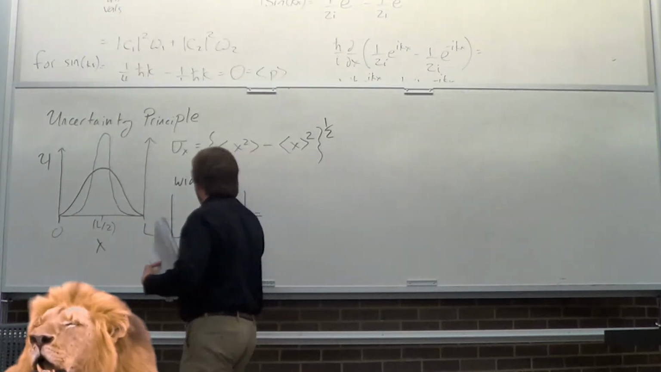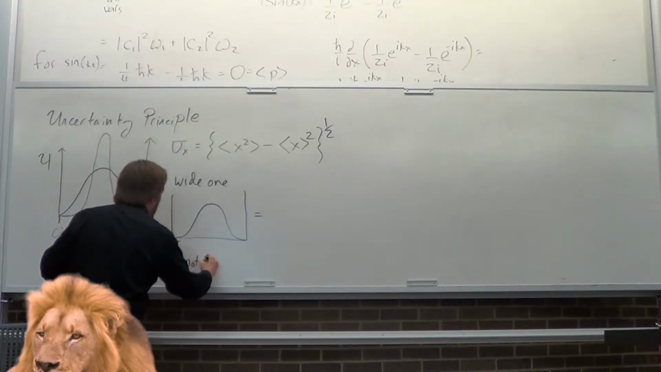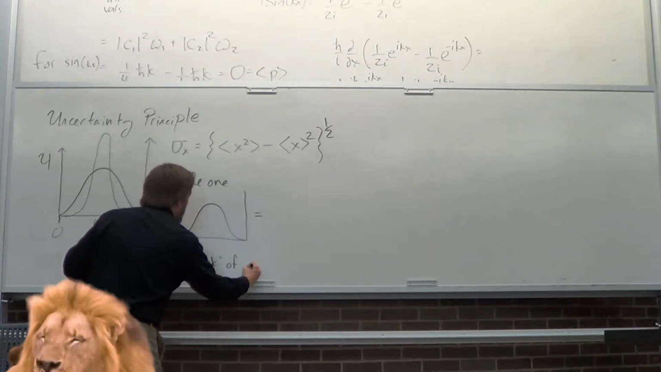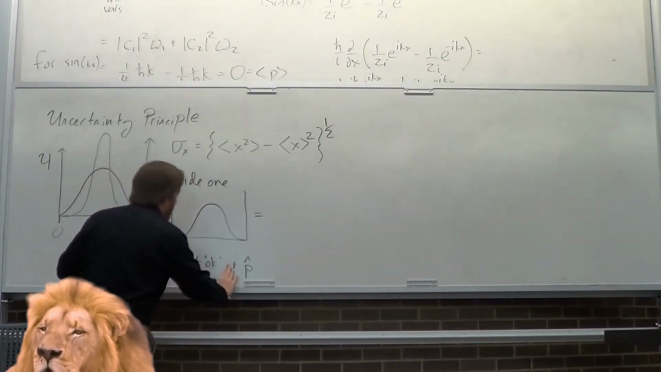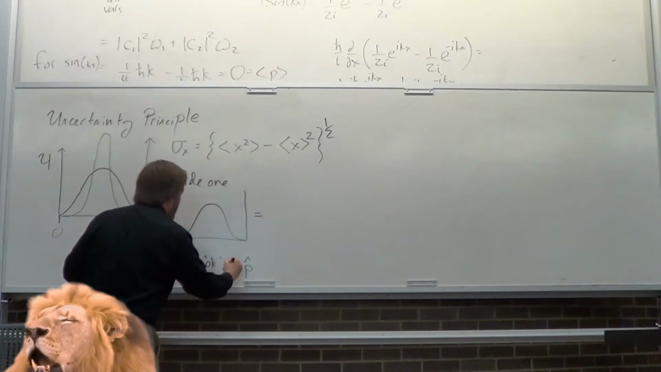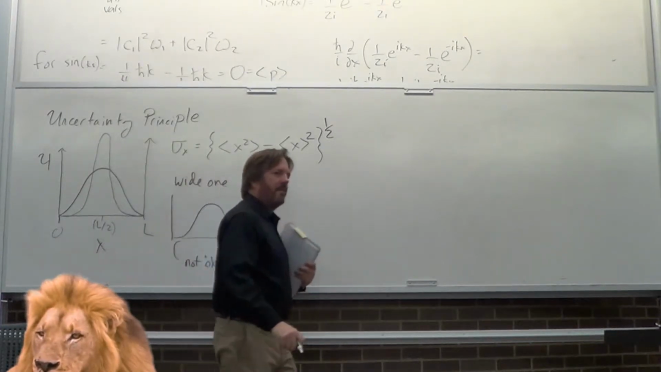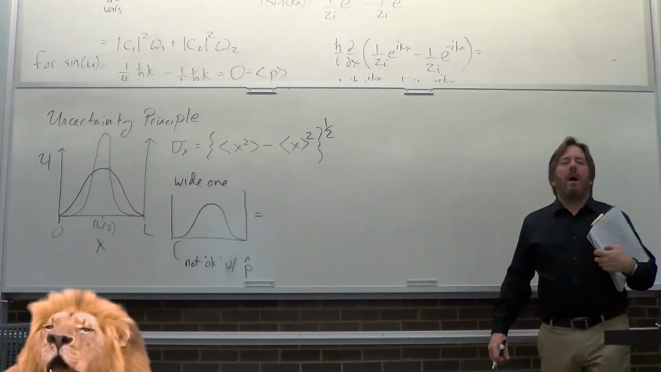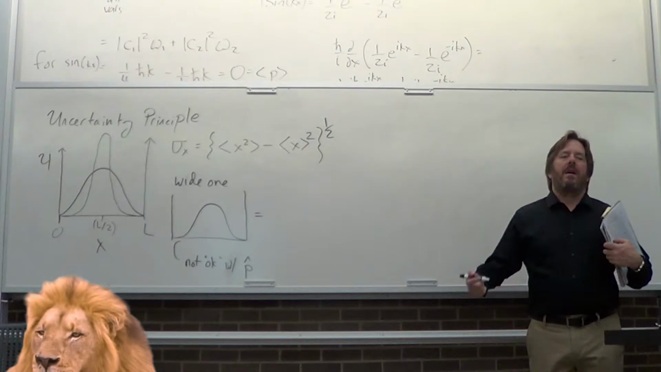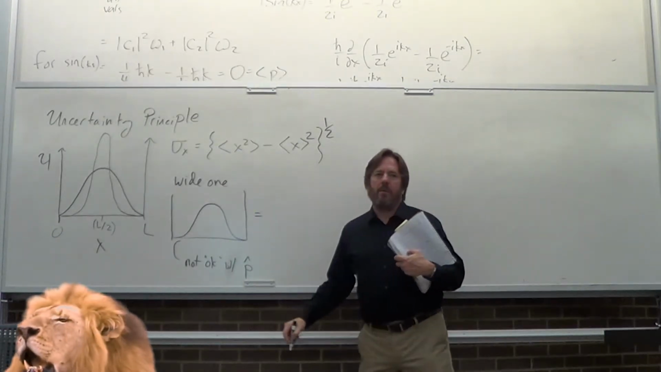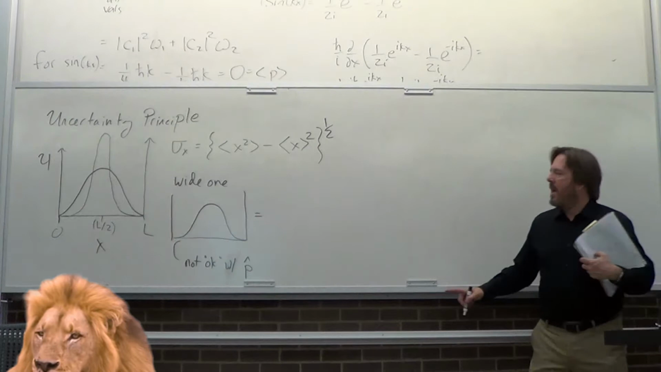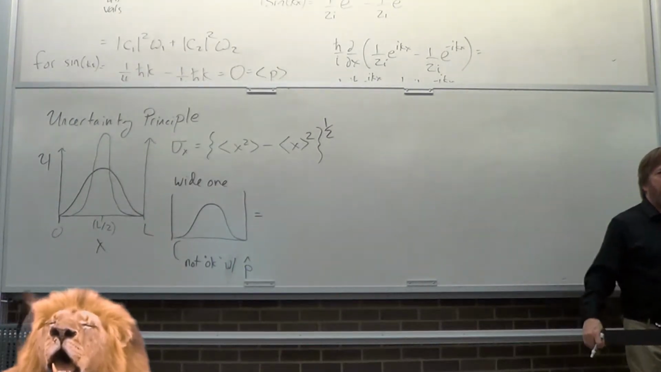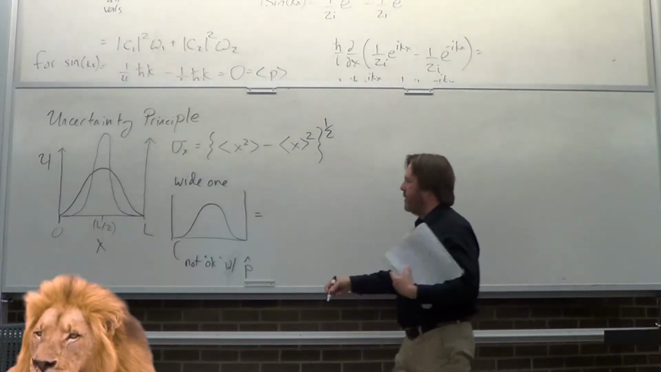So this guy is not an eigenfunction. It's not okay with momentum. So what I do is I write this as a sum of e to the ikx waves. I do that because those are okay with momentum. So I'm going to recreate this as a sum of e to the ikx waves.